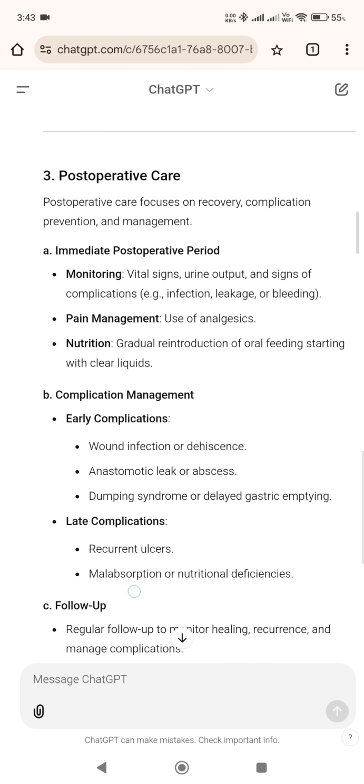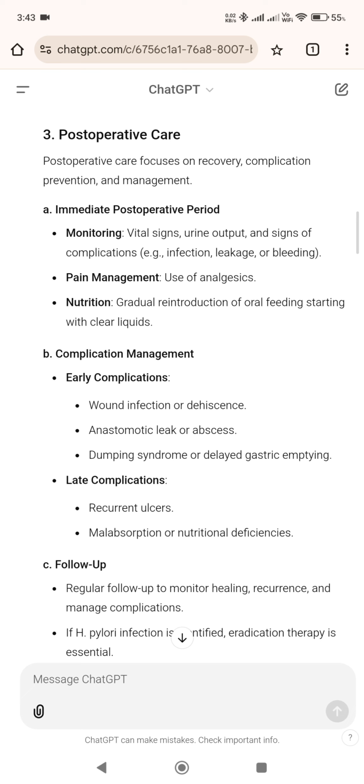3. Postoperative care. Postoperative care focuses on recovery, complication prevention, and management. A. Immediate postoperative period. Monitoring: vital signs, urine output, and signs of complications, e.g., infection, leakage, or bleeding. Pain management: use of analgesics. Nutrition: gradual reintroduction of oral feeding starting with clear liquids.